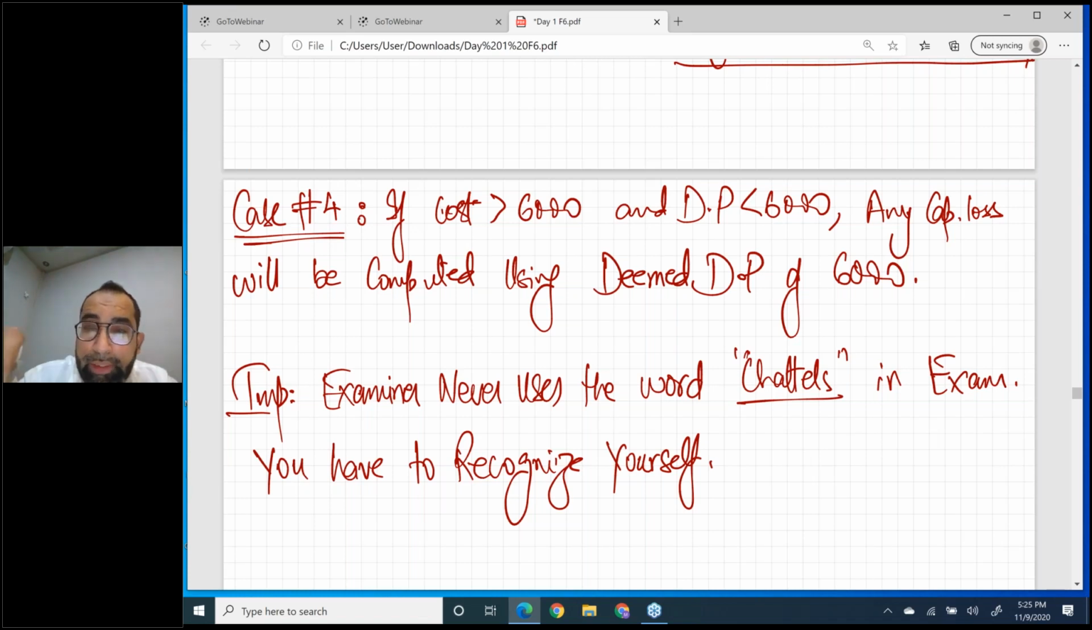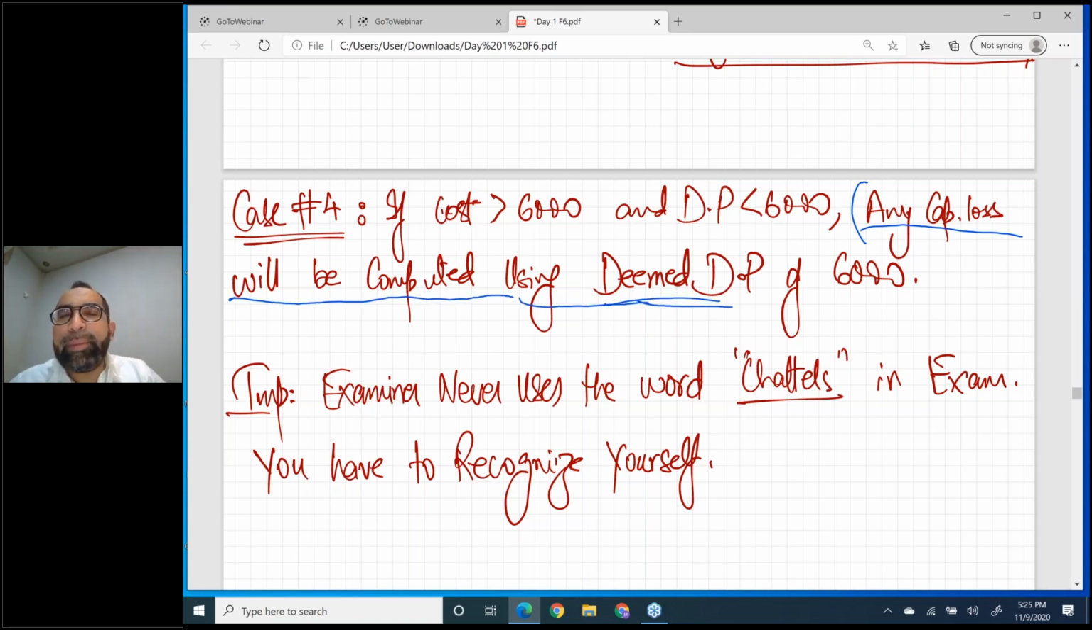Very important words: any capital loss will be computed using a deemed DP of 6,000. You don't need to use actual DP. You have to use assumed DP. Use deemed DP, and the cost is actual. In this way, your loss will be reduced. So in case 4, no need to use actual DP. Just use this deemed or assumed DP.